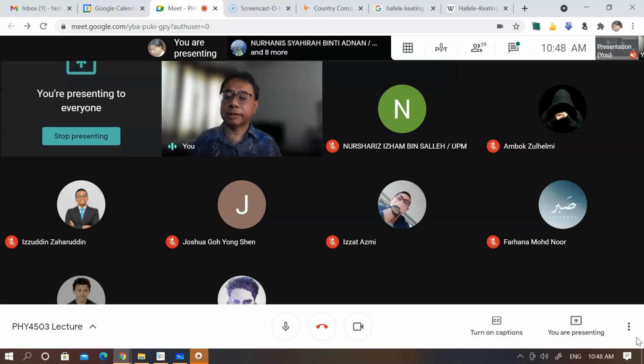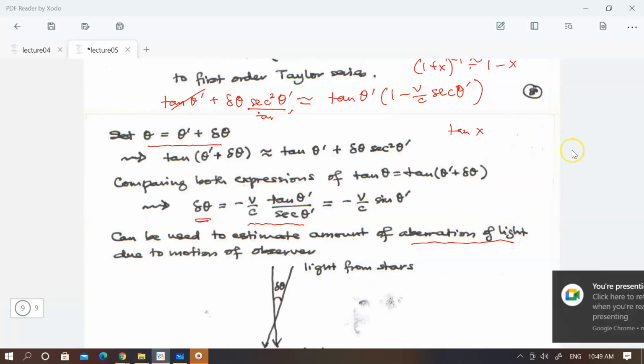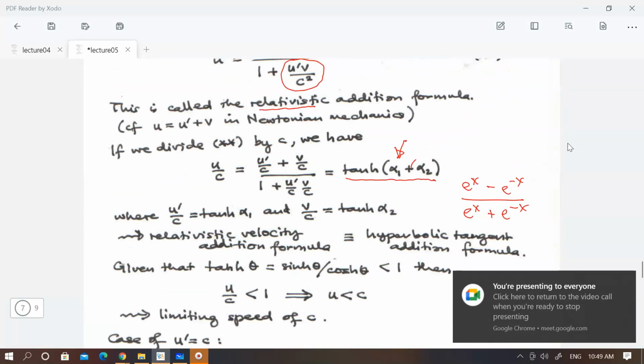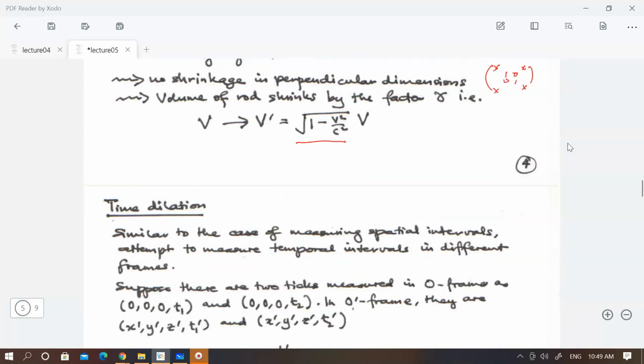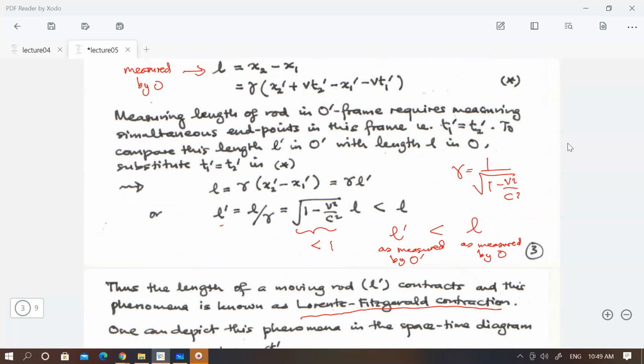Just go back to the case of the length contraction. We had to make the assumption, let me go back here. In order for me to make a comparison between the two lengths, what did I do in this particular case? This is the full transformation, and the full transformation will have this contribution. But since I want this formula, which is your length as measured by O dash, I made the assumption that let's make that comparison directly by saying your T1 dash is going to be equal to T2 dash.